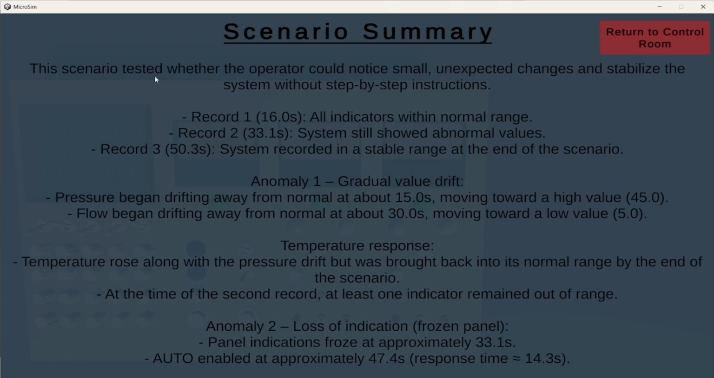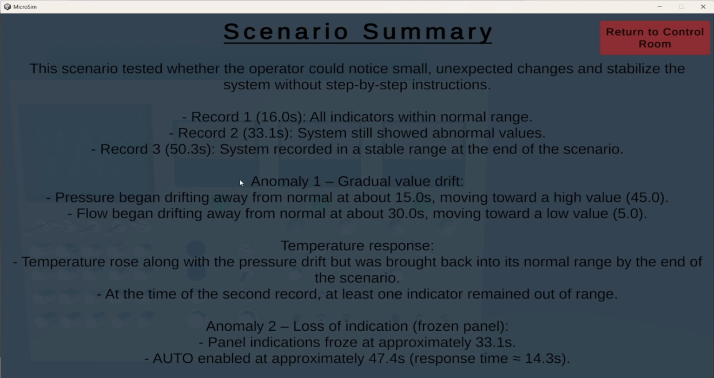So essentially, we tested whether the operator could notice small, unexpected changes and stabilize the system without step-by-step instructions. That's the key part. So our first recording, all indicators were within normal range. Everything was green. The second recording, it showed some abnormal values. As you can see, I am not a great control panelist. And the third recording, we recorded in stable range after we auto-enabled.